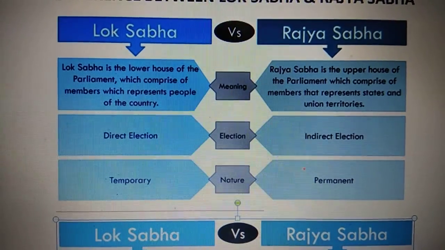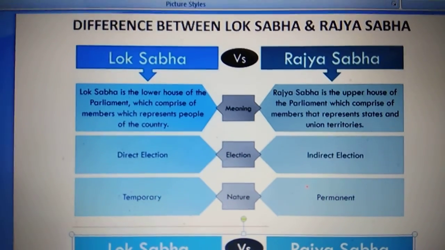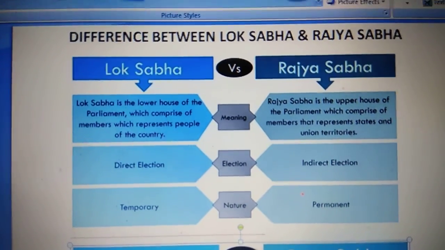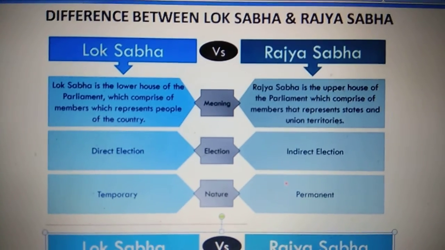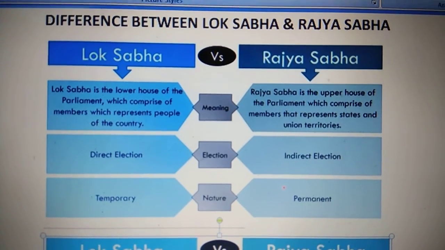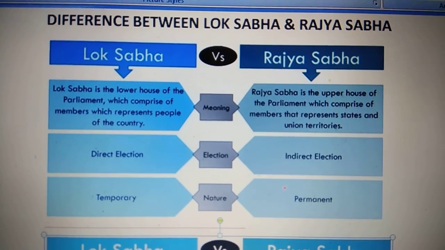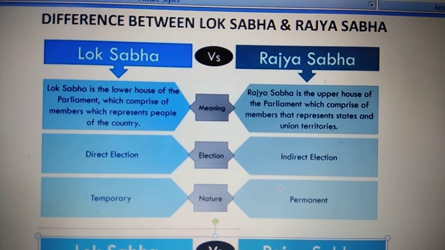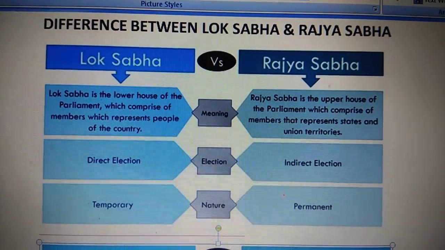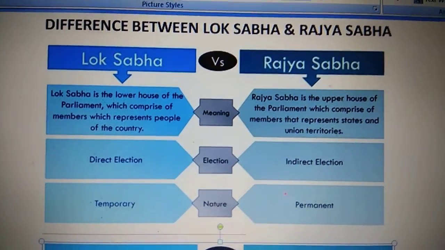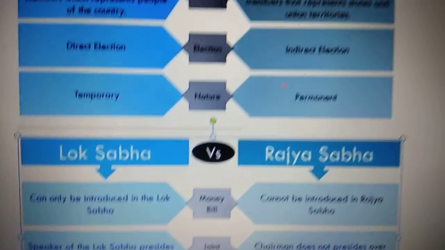The third point you see is that Lok Sabha is a temporary house. It is elected for a term of 5 years. After this, it gets dissolved and fresh elections take place. Whereas Rajya Sabha is a permanent house. Members are elected for a period of 6 years, but the house doesn't get dissolved. Each member retires. One third of its members retire after every 2 years. So this is another difference. Let's go ahead and see the other difference.